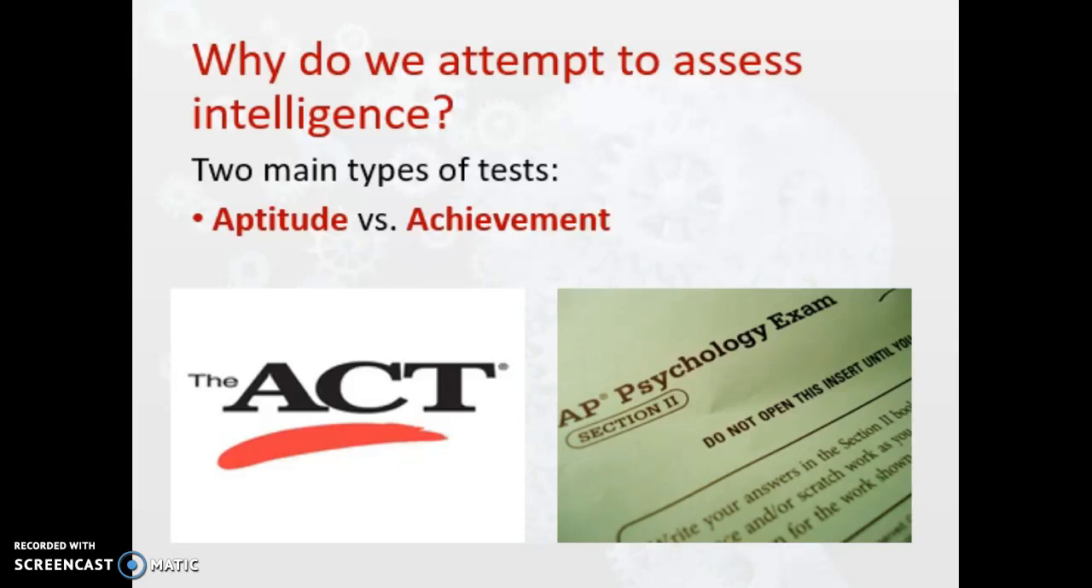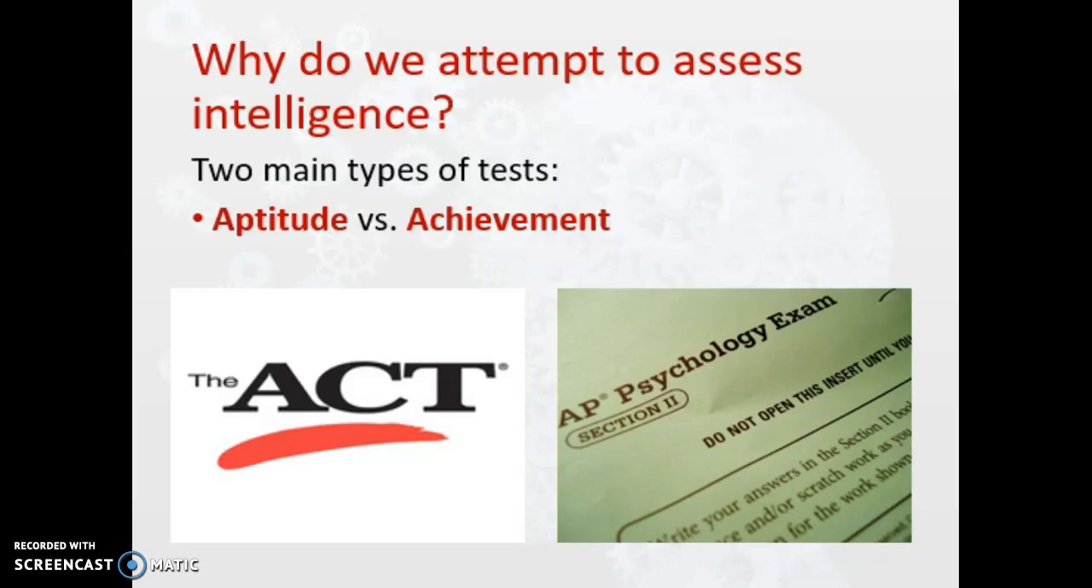For example, the ACT. The ACT is attempting to see how you will do in college, predicting future success based off of skills that you currently have. An achievement test, on the other hand, is a test that looks at prior knowledge that you've already gained. The AP Psych exam is not trying to predict how you'll do in the future. It's simply trying to figure out what you already know.